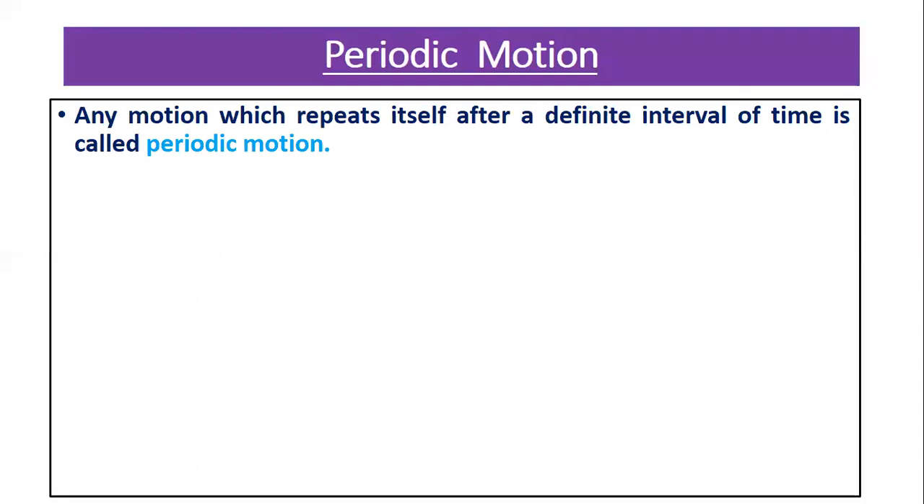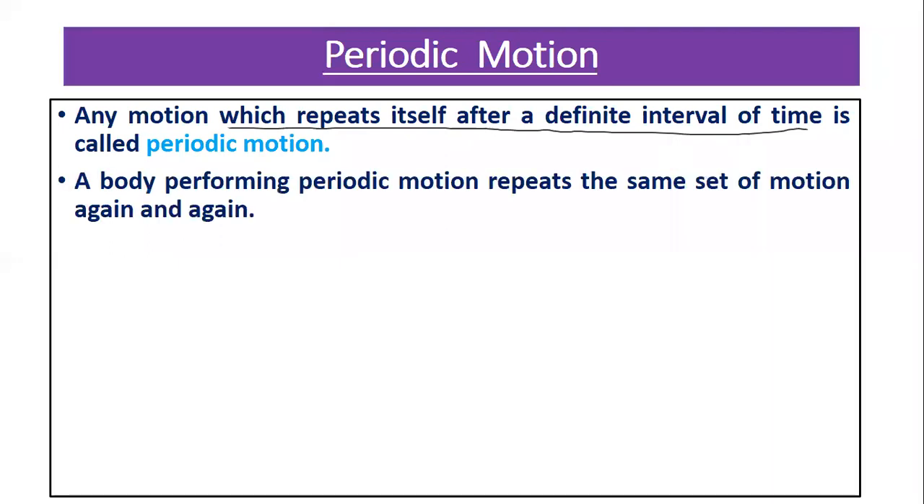You can see here, the motion which repeats itself after a definite interval of time is called periodic motion. Many examples we can give here. A body performing periodic motion repeats the same set of motion again and again. For example, when a body is moving in a circular motion, if it starts at A, then after a particular interval the body comes again to A. So it is a periodic motion.